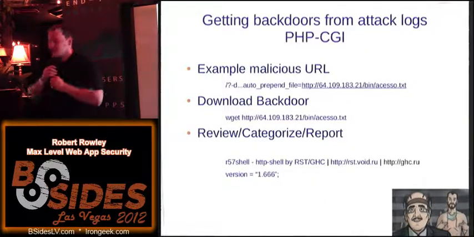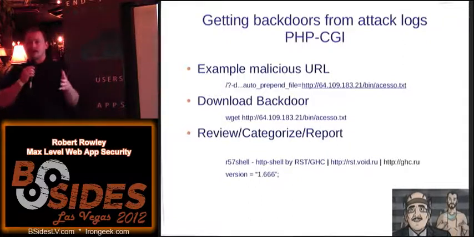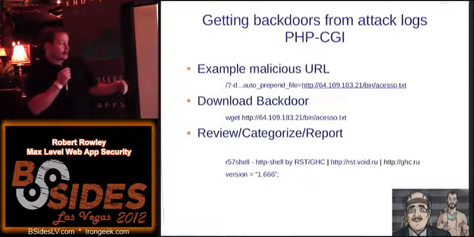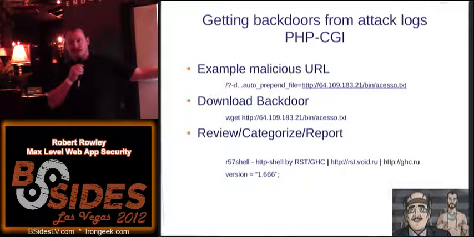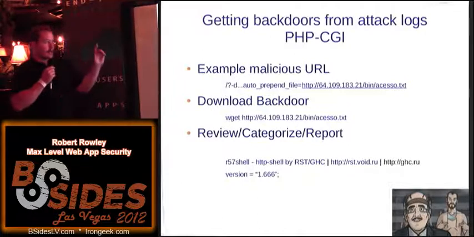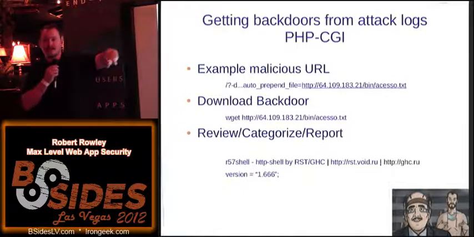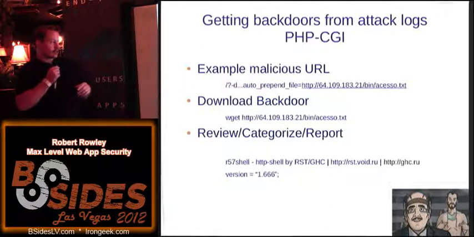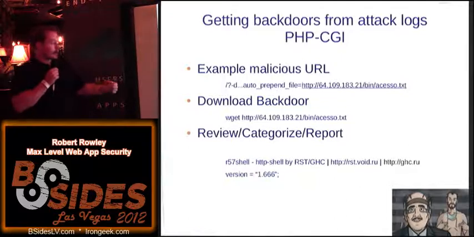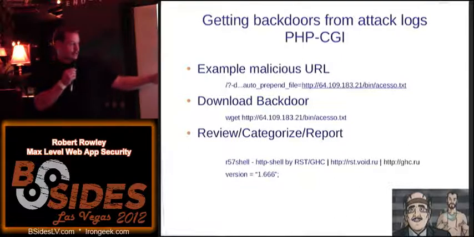The PHP-CGI vulnerability had a similar method that I could pull backdoors from. It would do this -d and then a long string of various PHP-specific commands, and then eventually you say auto_prepend_file, which adds this file to the file being executed, and it would give the file location, which could be a URL, which is kind of annoying. But anyway, that's how the backdoor gets injected.